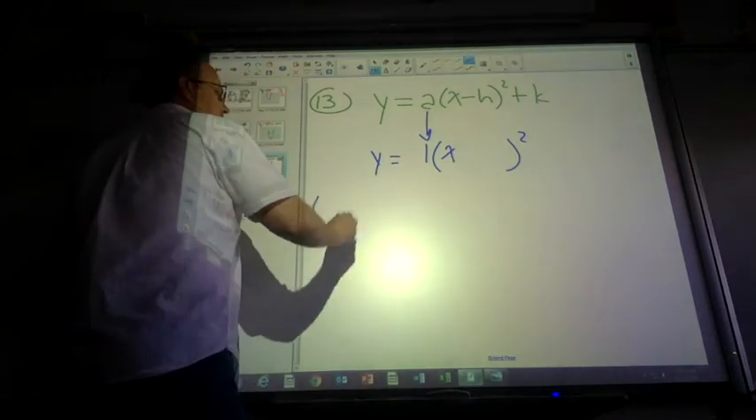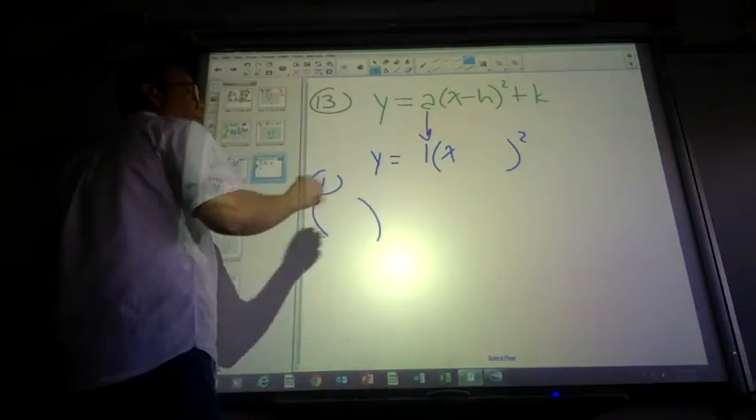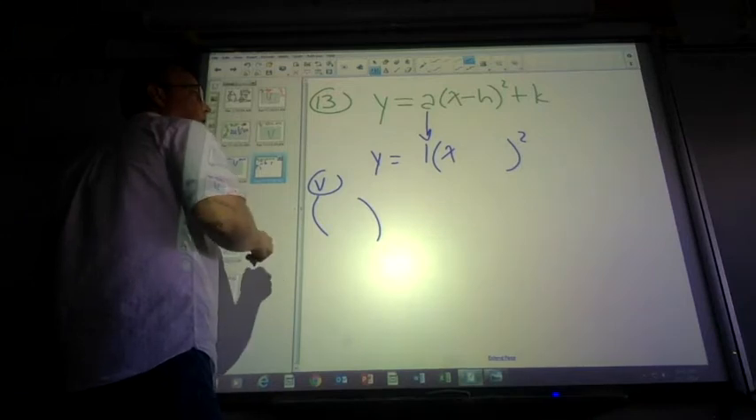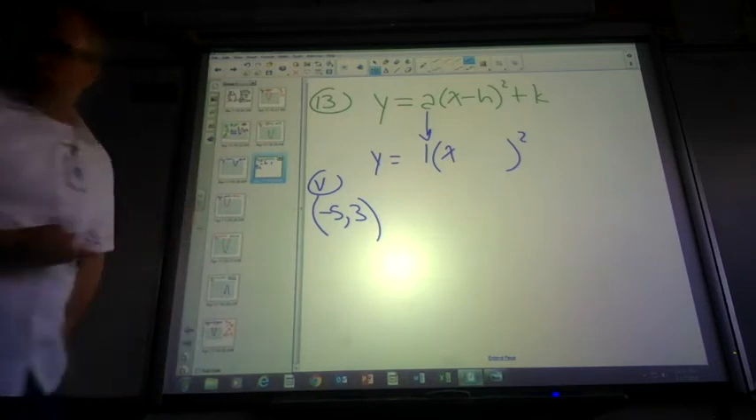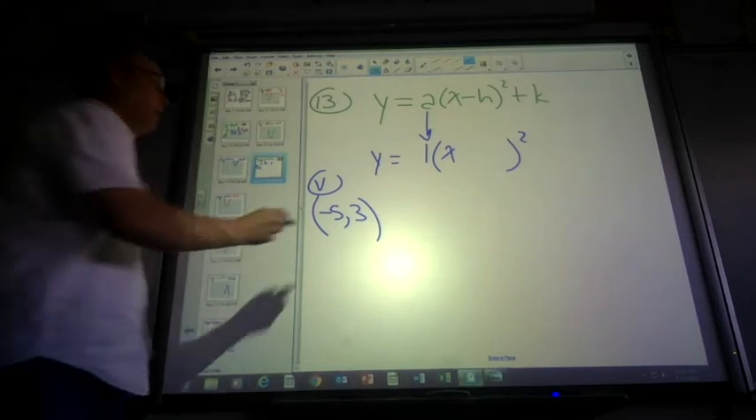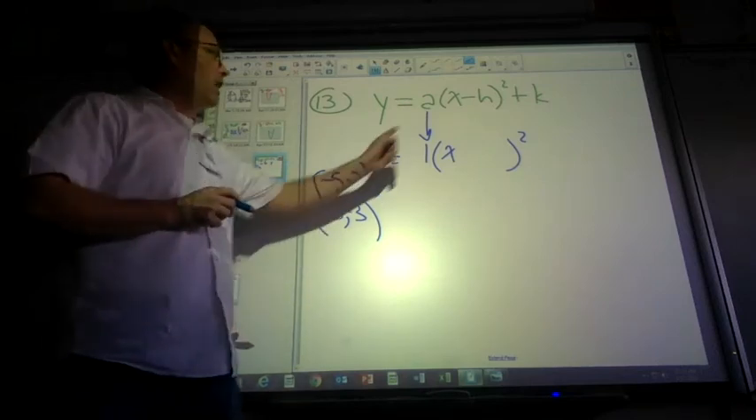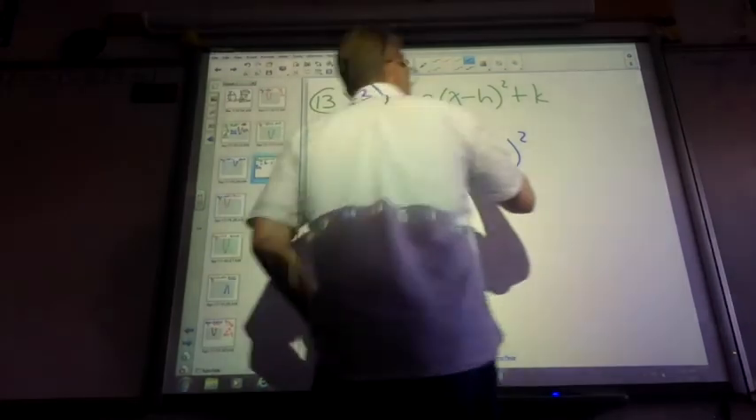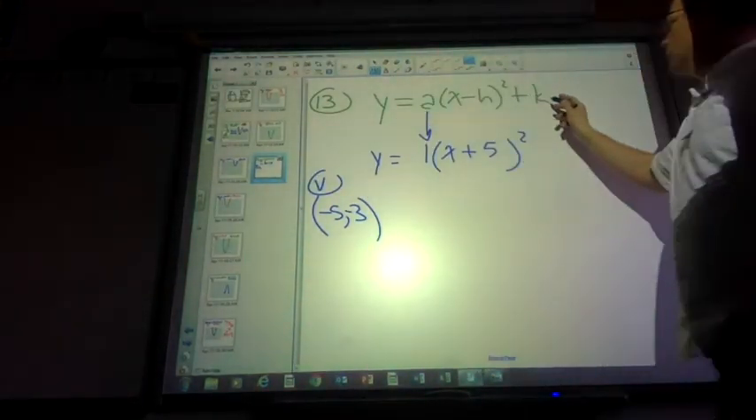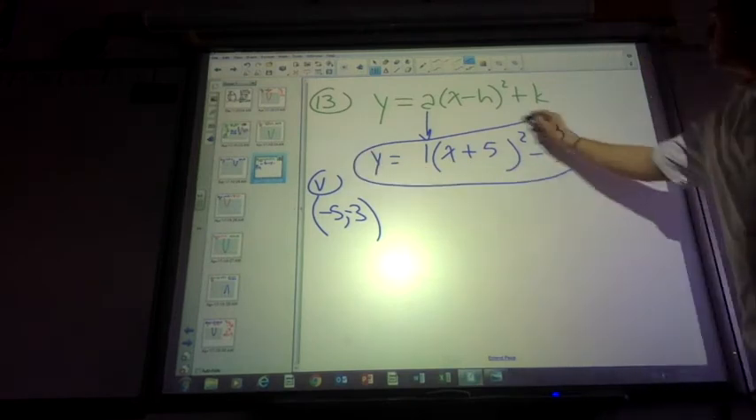Okay, what is my vertex on the problem itself? Negative 5, comma 3? No, negative 5, comma negative 3. Is that right? All right, so that's a negative 5. So what's going to go right there? Plus 5. Cool. What about this? Minus 3. Done.